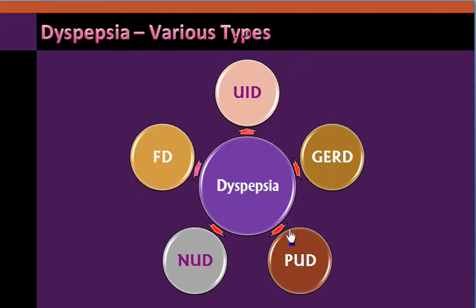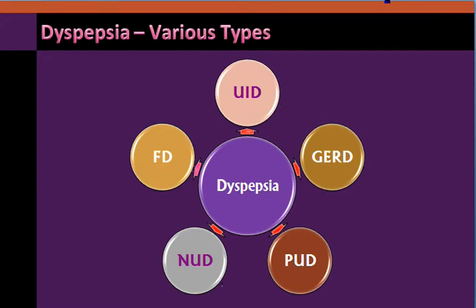Then of course, the GERD, then the dyspepsia due to peptic ulcer disease or PUD, then the other one is called the dyspepsia without there being any ulcer, also called the non-ulcer dyspepsia or NUD. All these, the UID, the GERD, the PUD and the NUD together contribute to around 40 to 50% of the cases of dyspepsia. The remaining 50-60% of the cases are of functional origin, and that is the category called functional dyspepsia, which we are going to see in the subsequent slides.